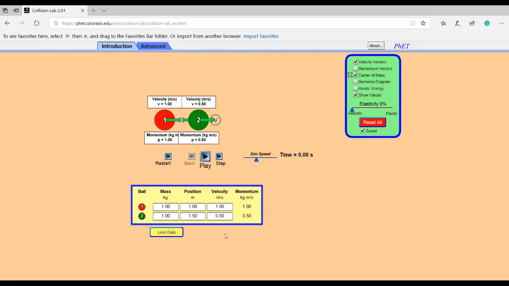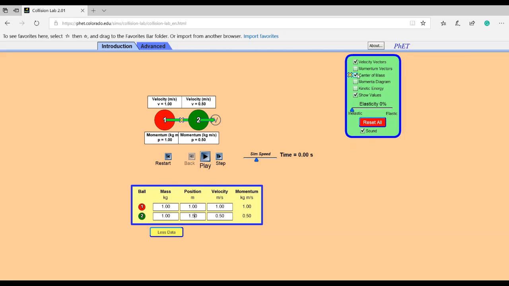Hi everybody, today I'd like to talk a little bit about collisions. As you can see, I've pulled up the PhET simulation, Collision Lab 2.01. In this simulation, I'm going to show a couple of things. First, I'm going to simulate an inelastic collision, as you can see right here.